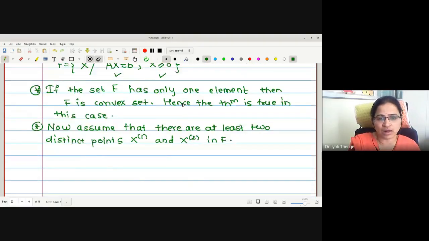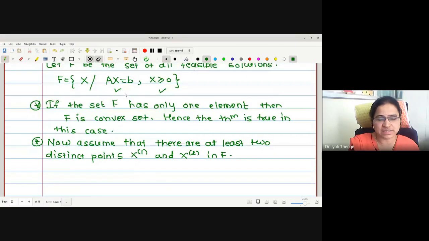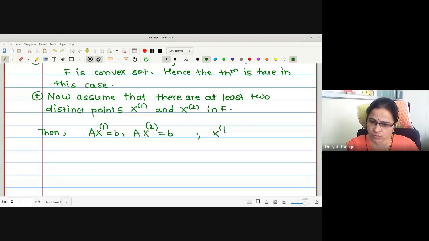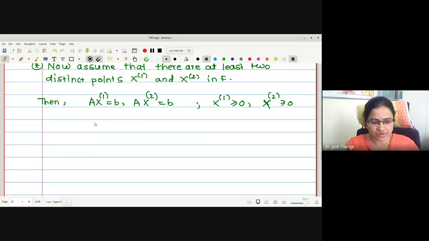Now if these two are feasible solutions, it means they satisfy both restrictions defined on the set. Correct? Therefore, may I write Ax1 is equal to b and Ax2 is equal to b, x1 greater or equal to 0, x2 greater or equal to 0. That is, x1 satisfies the set of constraints and non-negativity restriction. Similarly, x2 does. Now what to do? We will consider the convex combination of these two points.